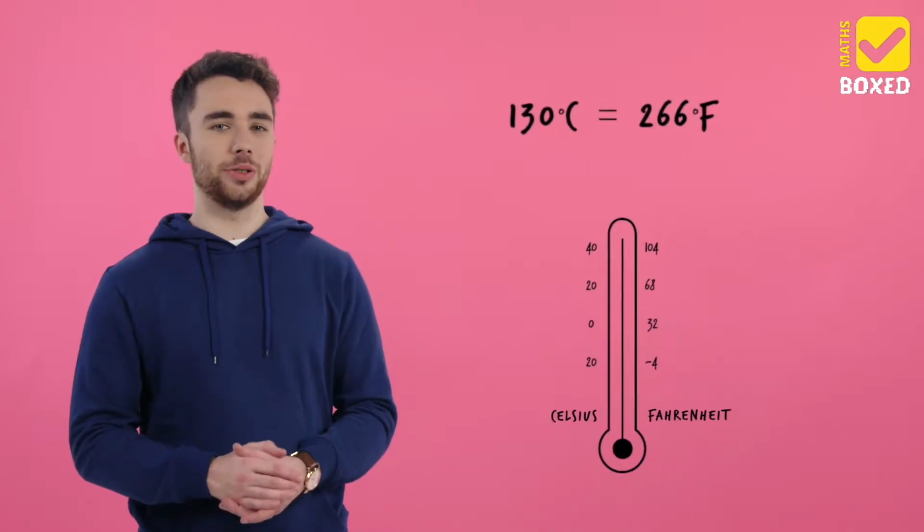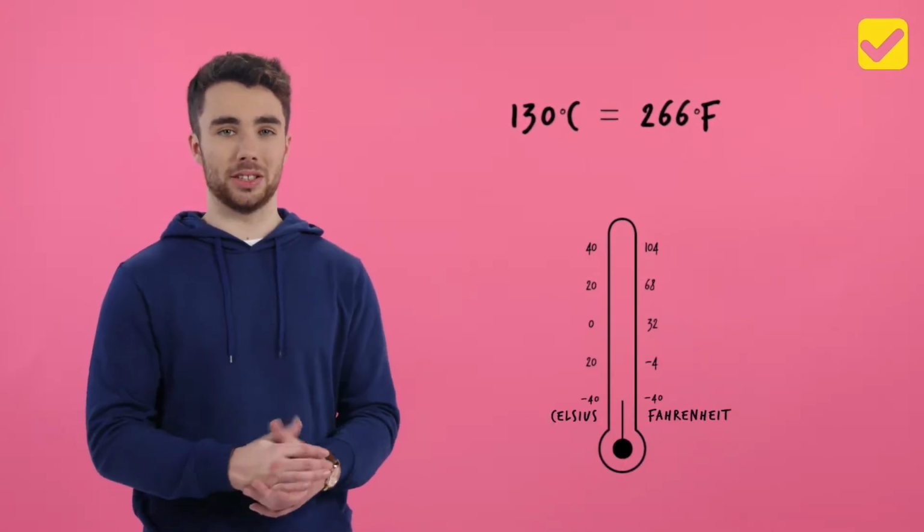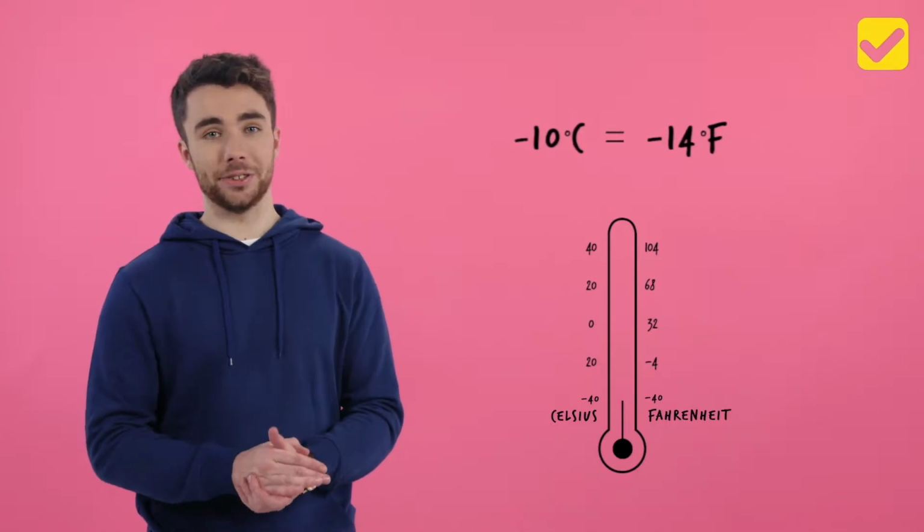Using a visual diagram, we can quickly see that 130 degrees Celsius is the same as 266 degrees Fahrenheit, or that minus 10 Celsius is the same as minus 14 Fahrenheit.